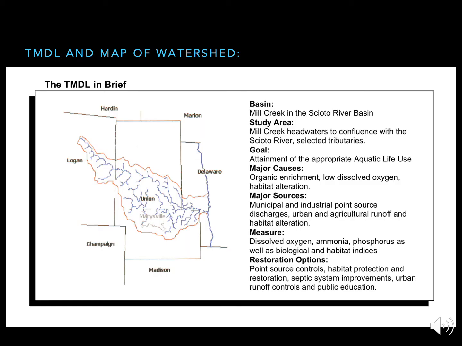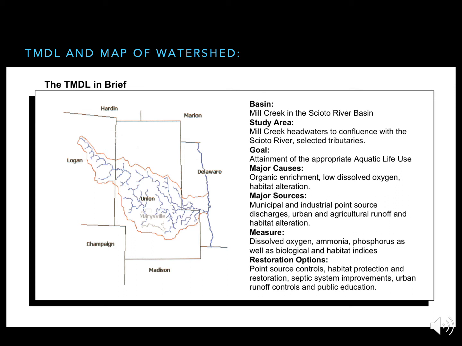Briefly, TMDLs and a map of watersheds. So we have our basin, our study areas, our goals, our major causes. More in depth, the major causes. Again, we're dealing with organic enrichment and low dissolved oxygen, habitat alteration. Major sources of this, as we discussed earlier, are municipal and industrial point source discharges, urban and agricultural runoff, and habitat alteration. The measurements that were done involved dissolved oxygen, testing for ammonia, phosphorus, as well as biological and habitat indices.